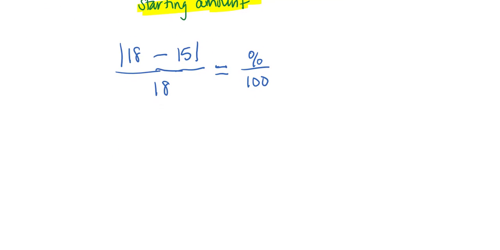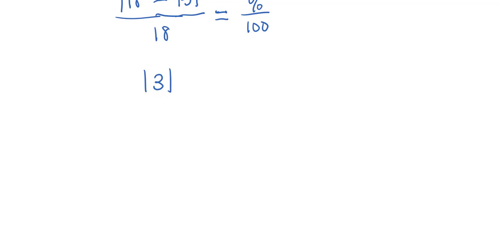Now, when we look at this, 18 minus 15 would be 3. We take the absolute value of that, which would just be positive 3. Nothing actually changes. So we have 3 over 18, which is equal to the percent over 100. Now there's two ways we can solve for this. We can do the butterfly way, or I want to show you this first way to solve.